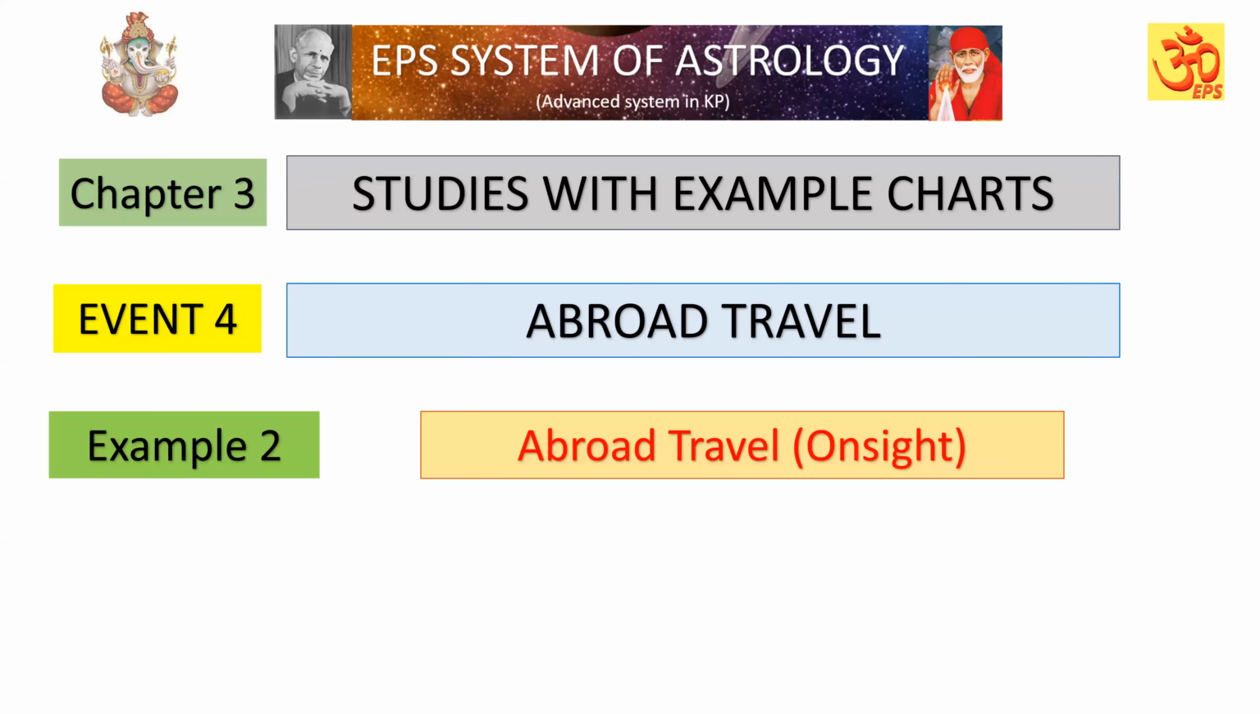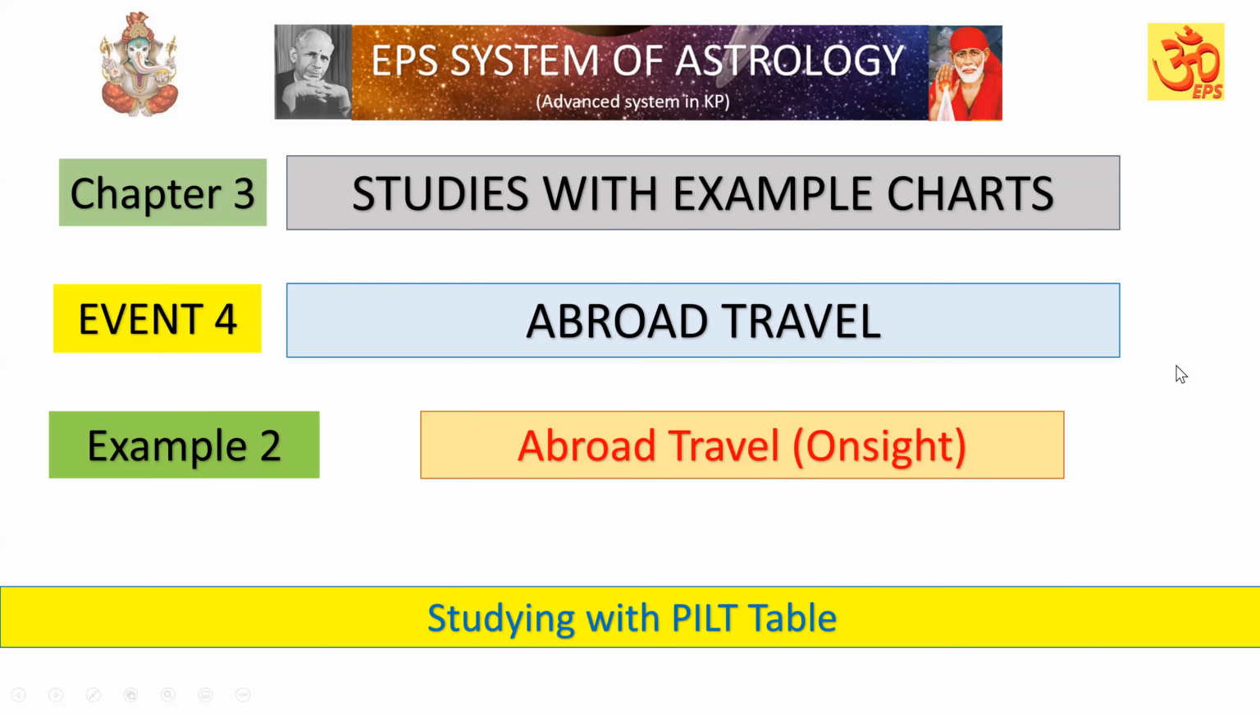Now the same example we are going to study with the help of the PILT table, how far those key planets were useful in finding the destiny, and also the dasa bhuktis which supported her first abroad trip. So now let us examine the PILT table of this birth chart. Example number 2, abroad travel for on-site. We are going to discuss it with the PILT table in this video.